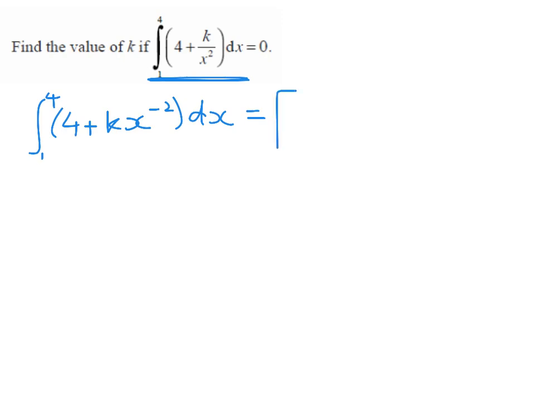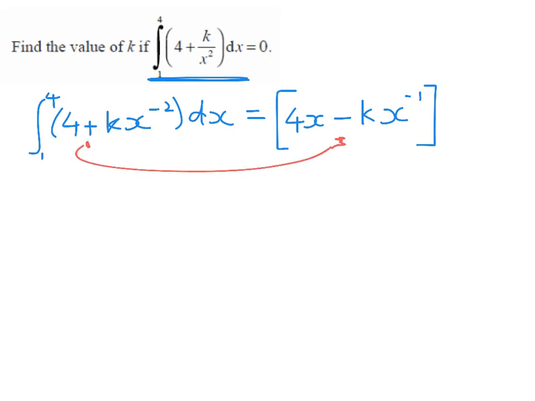So anti-differentiating, I'm going to get 4x minus k times x to the negative 1. Right, I have to have a minus here because I need to end up with a plus here. So we can check by differentiating this expression to see that that works. Now I have to put in my limits of integration, which are 4 and 1. Okay, so now I'm going to evaluate that and I get this.